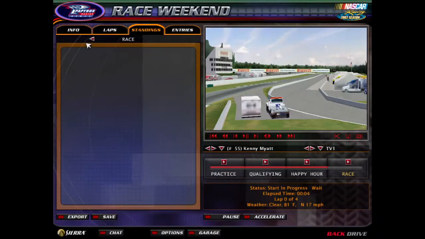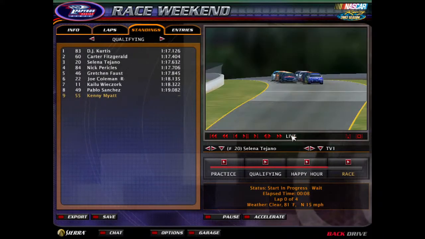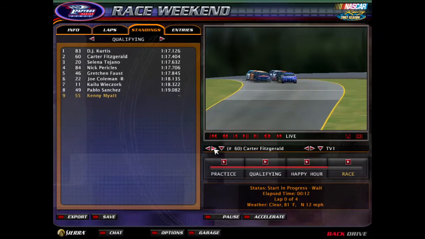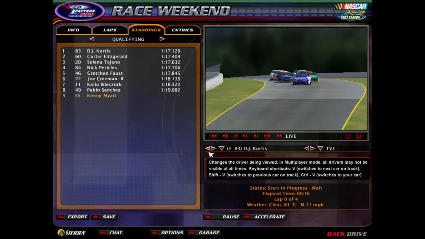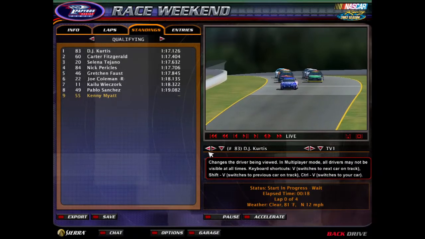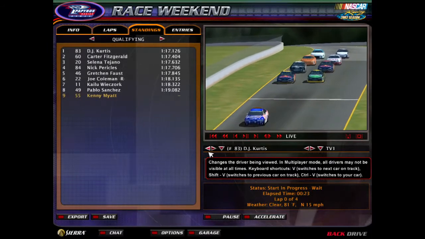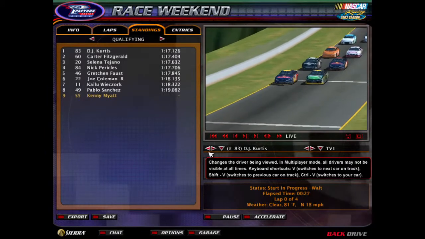All right. On the next grid, we have DJ Curtis starting from the pole. He was the 2nd fastest car on the entire session. Alongside him, we have Carter Fitzgerald, Selena Tejano, Nick Pericles, Gretchen Faust, Joe Coleman, Kailu Wyzork, and the secret weapon himself, Pablo Sanchez.